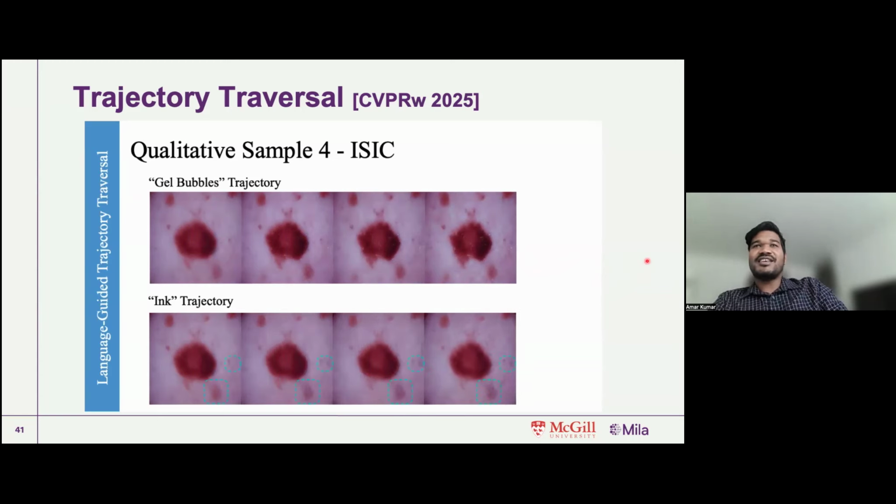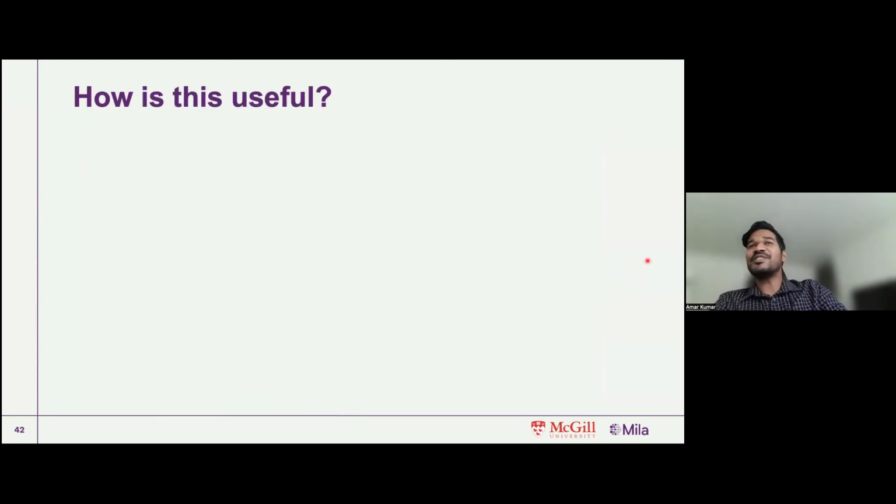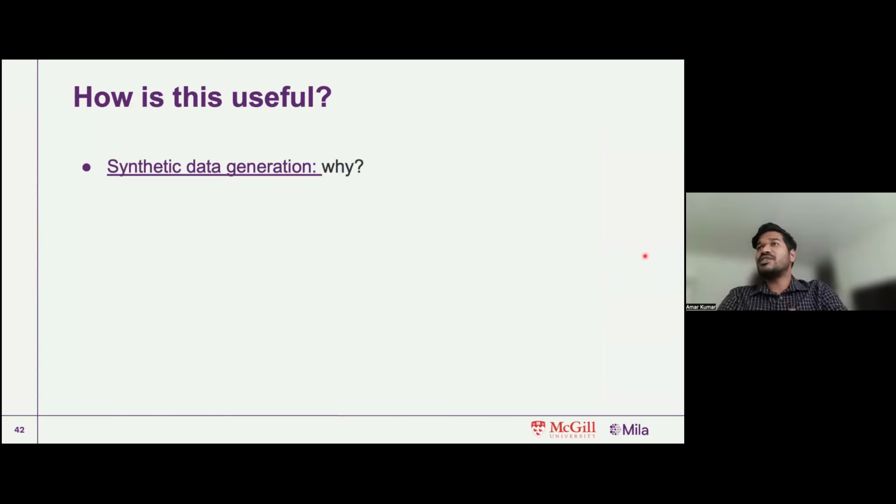Now, the question arises, if I'm able to convince all of you that we can control this, how is this useful? We can do synthetic data generation. Imagine situations where you have these large foundation models that could learn all these representations. Do we actually need real data? This might be a very ambiguous question.